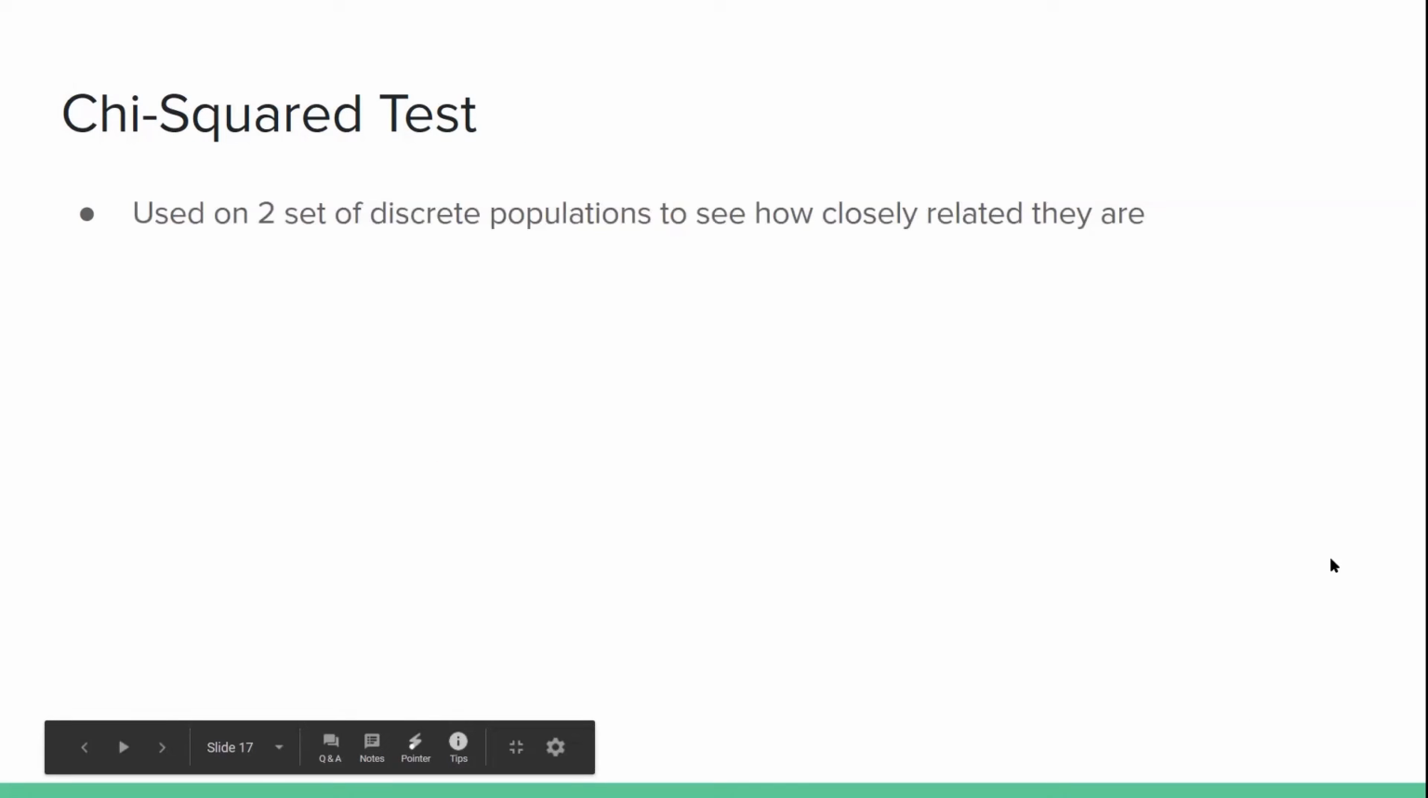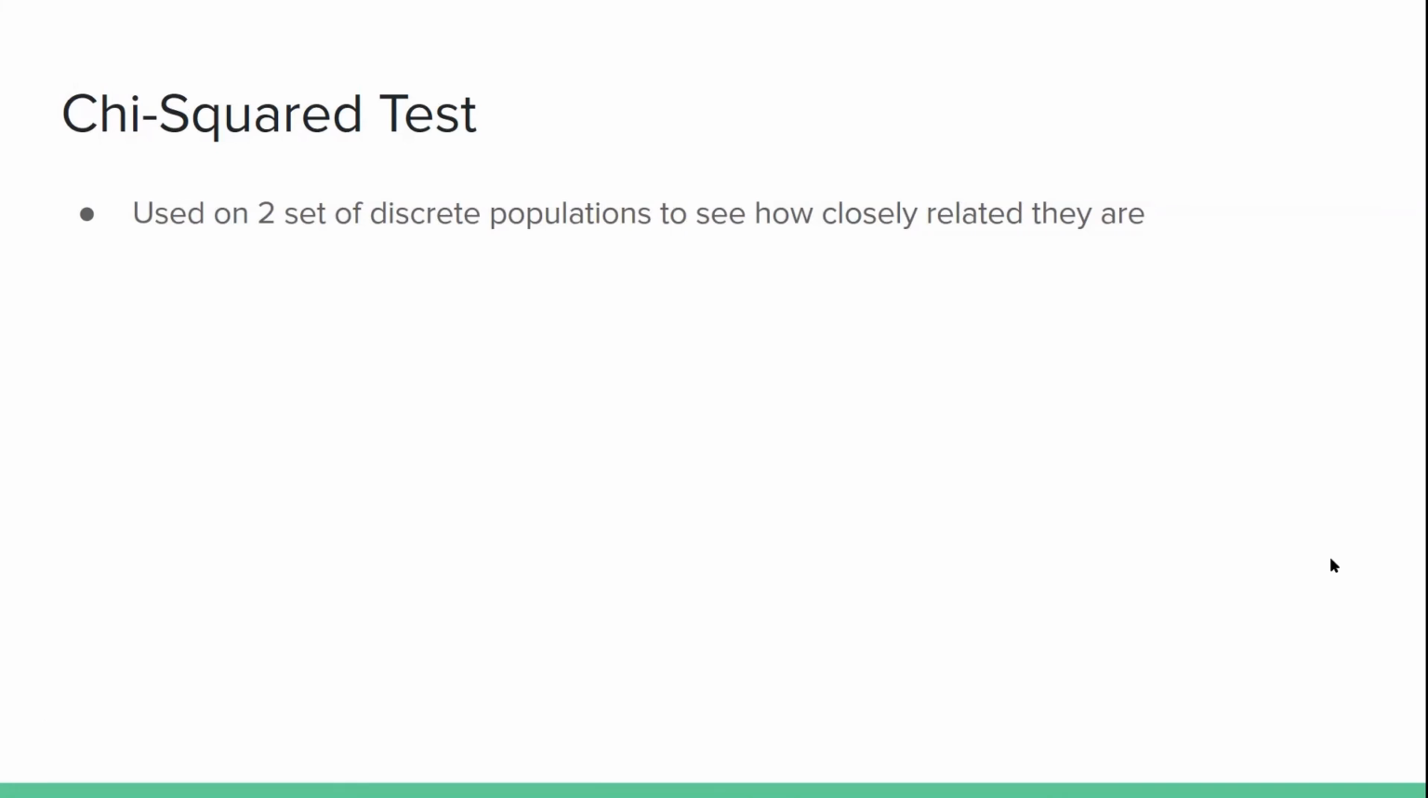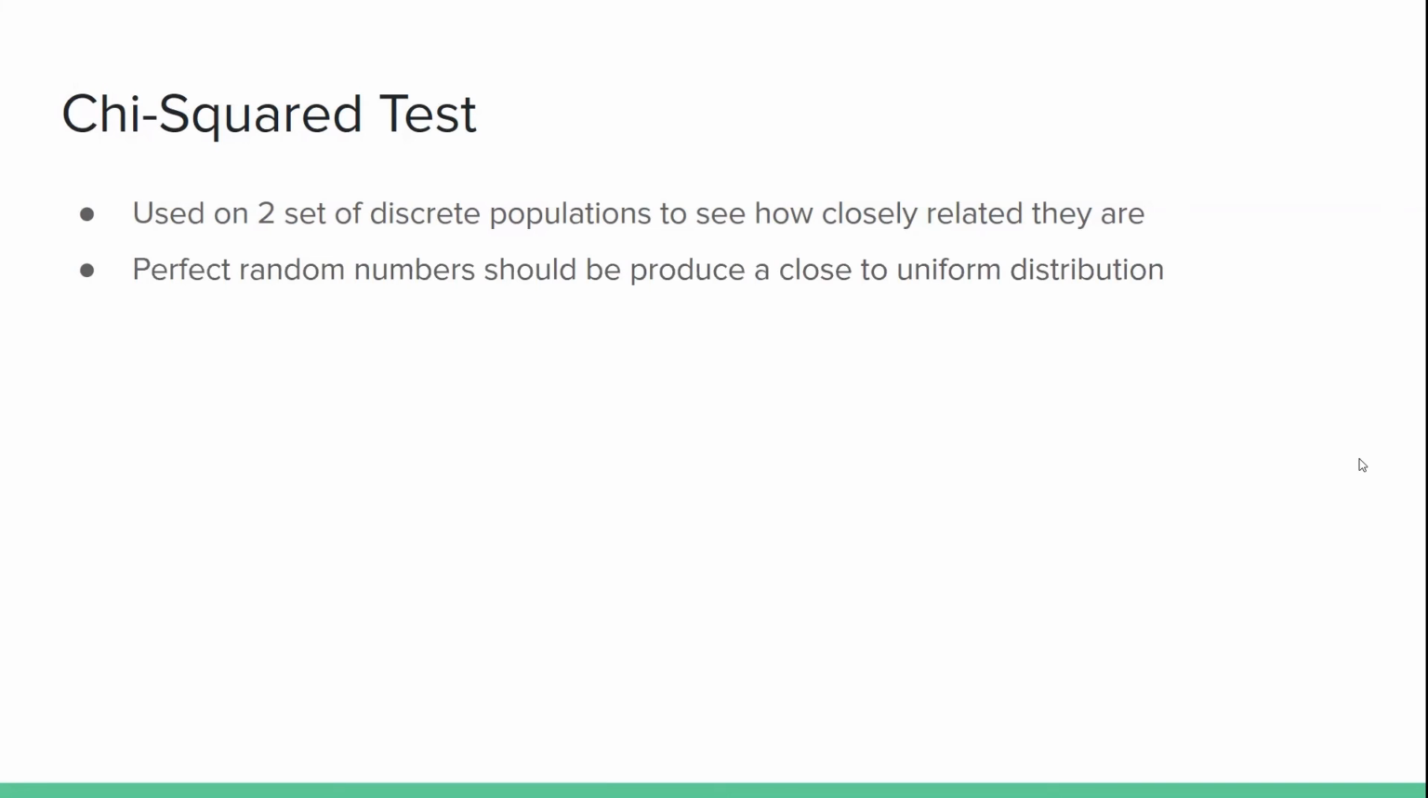The second test we're going to be talking about is the chi-square test. And the chi-square test is used on two sets of discrete populations to see how closely related they are. So that basically just means you take two series of numbers and you see if they came from the same distribution. And if our random numbers were perfectly random numbers, they should produce something close to a uniform distribution. So to do the chi-square test, you have to determine the chi-square statistic. And the chi-square statistic is determined by the sum of the observed minus the expected, squared, over the expected. And what does that mean?